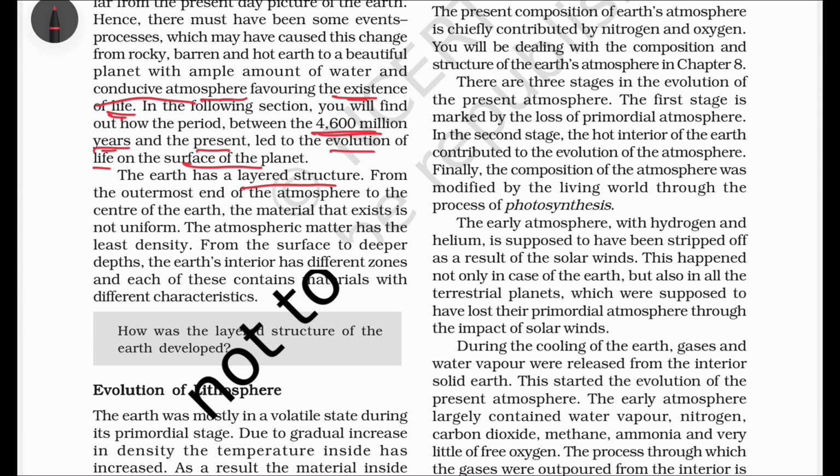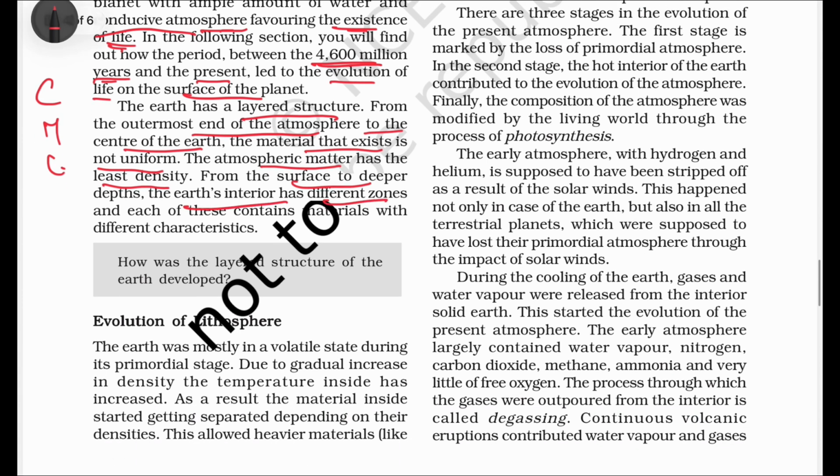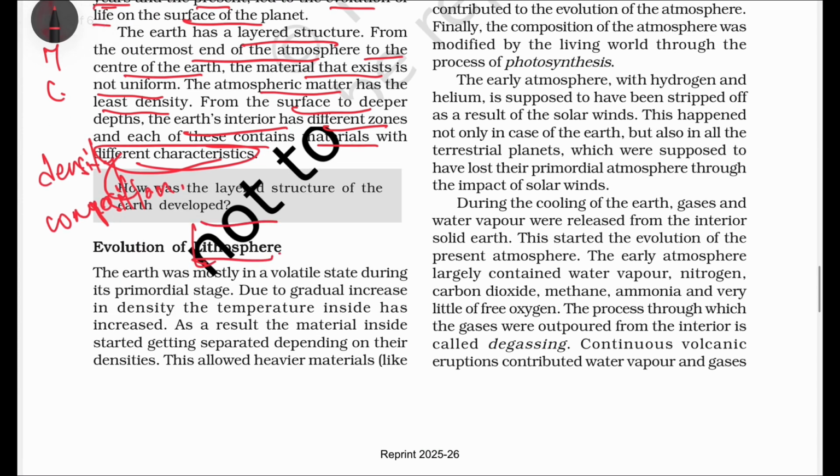So the Earth has a layered structure, as we have explained: crust, mantle and core. From the outermost end of the atmosphere to the center of the Earth, the material is not uniform because there are variations in density. The atmospheric matter has the least density, and density increases from the surface to the deeper depths. The Earth's interior has different zones, and each of these contains materials with different characters, that means different density and composition. So, evolution of the lithosphere.